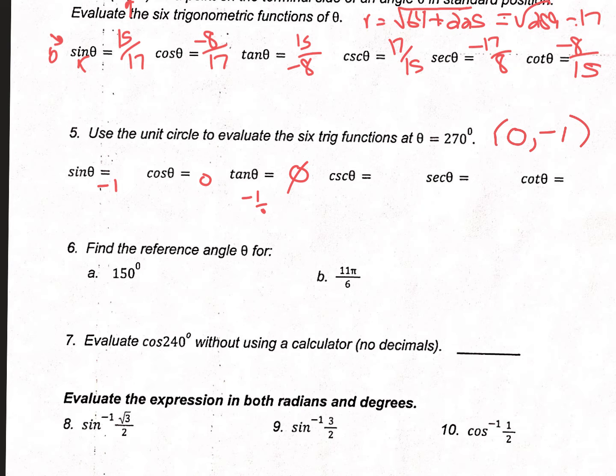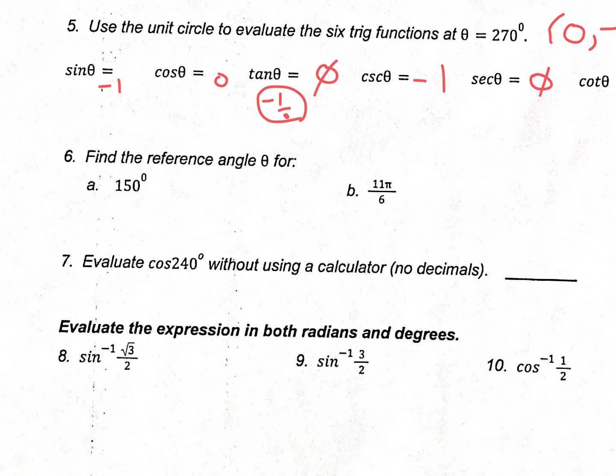Cosecant is the reciprocal of sine. The reciprocal of negative 1 is negative 1. Secant is the reciprocal of cosine. Because you can't take the reciprocal of 0, you can't flip 0, it's undefined. Cotangent: tangent was really negative 1 over 0, which means cotangent is 0 over negative 1, which is just 0. So be careful there.